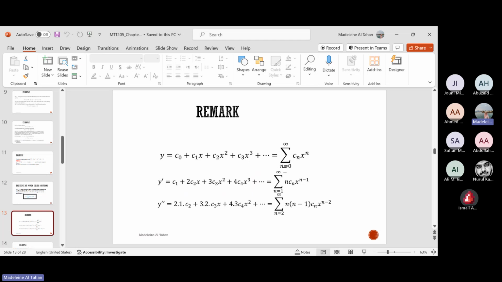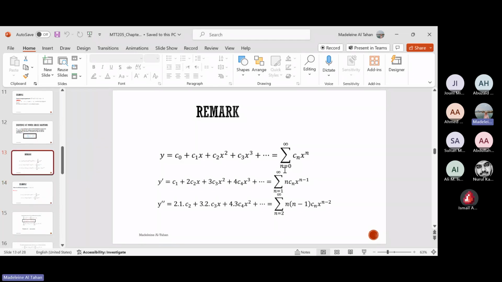Also, we said that if y is written as a series, we can find y prime and y double prime. If y is starting at n equals 0, then y prime starts at n equals 1 and y double prime at n equals 2. Any questions about these ones, Miss?